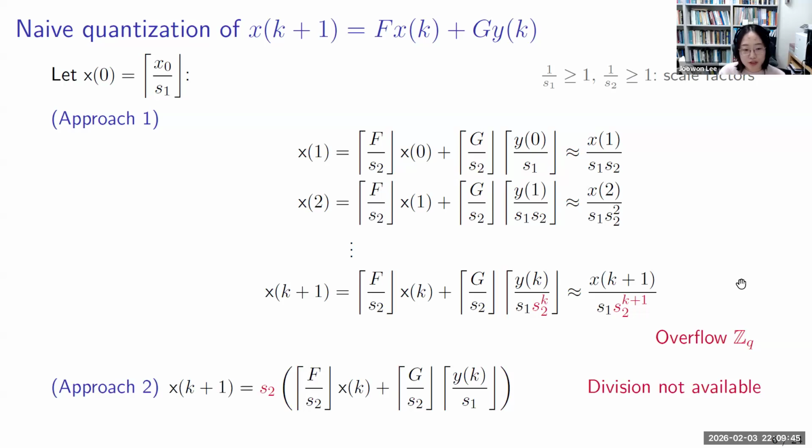Another approach is to scale down this quantized state at each time step by multiplying this scale factor S2. However, multiplying S2 means that we actually divide this value by a large integer because of this. But as I said, division is almost impossible because of its computational complexity. So these approaches will not work.